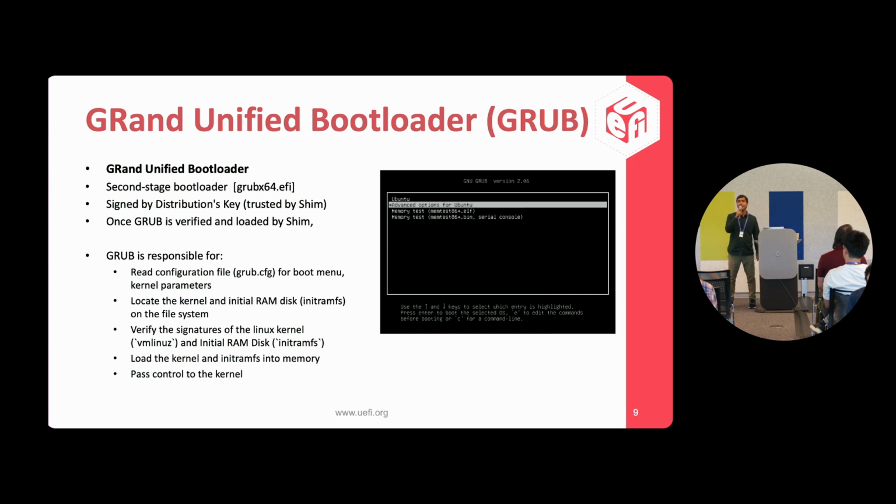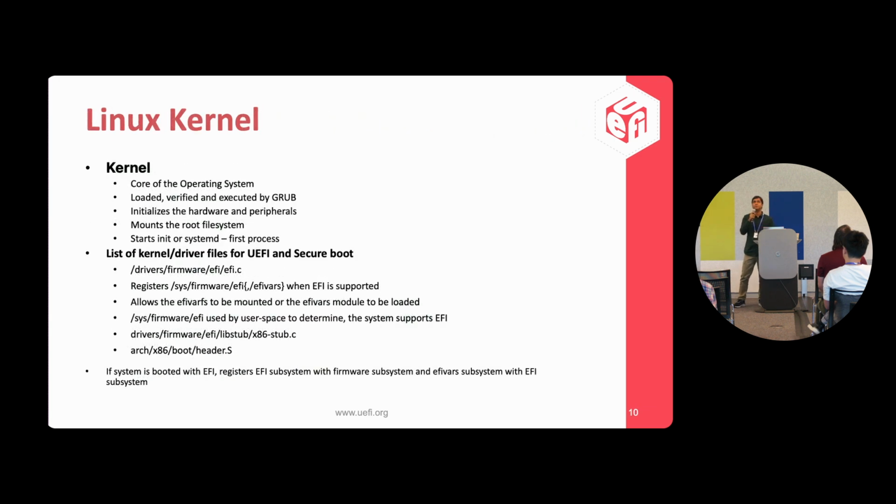Now, I had planned to give a demo to sign all these binaries and show step by step how Shim, GRUB, and kernel binaries can be loaded. But anyhow, as GRUB has successfully verified the Linux kernel and the initramfs, after verifying, it loads the kernel and passes the control to the kernel. After that, it starts booting the kernel.